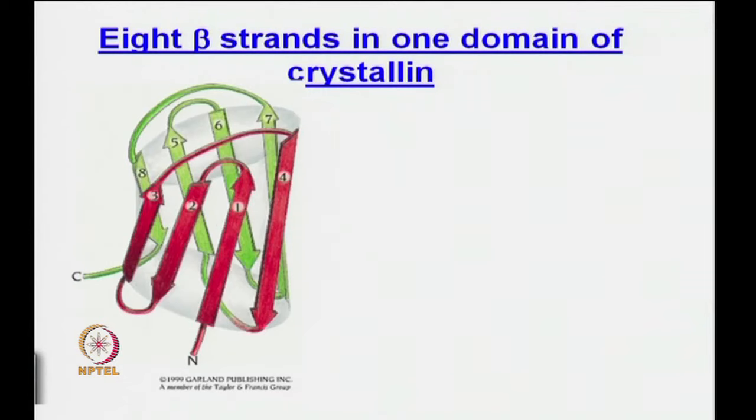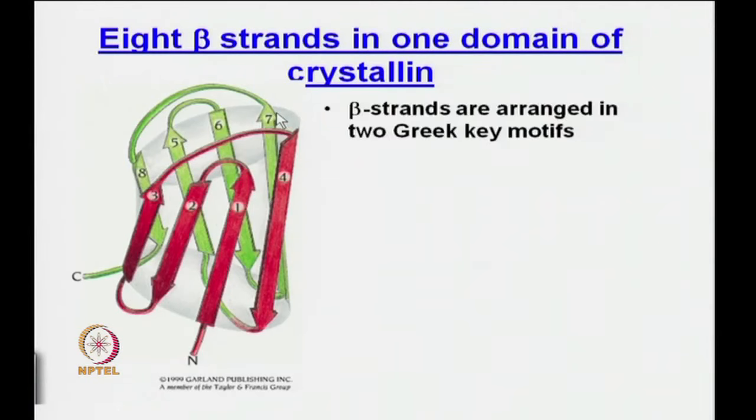We said in the up and down barrel that the strands which are adjacent in the amino acid sequence are also adjacent in the structure. Here it is not so. Here it is 3, there is 4. Adjacent to 3 we have 8, okay. Now 7, adjacent to 7 obviously we have 6, but then 5, 6, 7, 7 and 8, these are far apart, aren't they? So, the beta strands are arranged in 2 Greek key motifs, right.